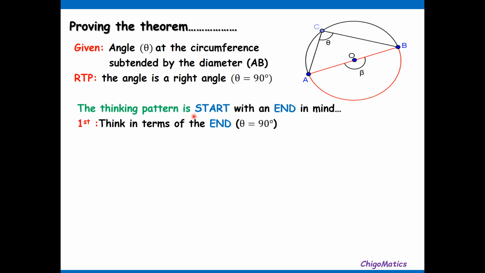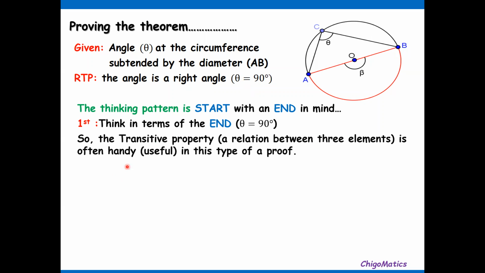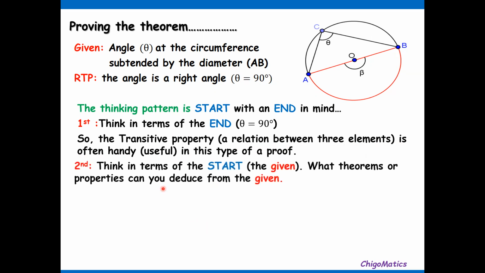So the thinking pattern is start with an end in mind. First, think in terms of the end. That is theta is equal to 90 degrees. That's what we want to arrive at. So the transitive property, a relationship between three elements, is often handy or useful in this type of proof. Think in terms of the start, the given.